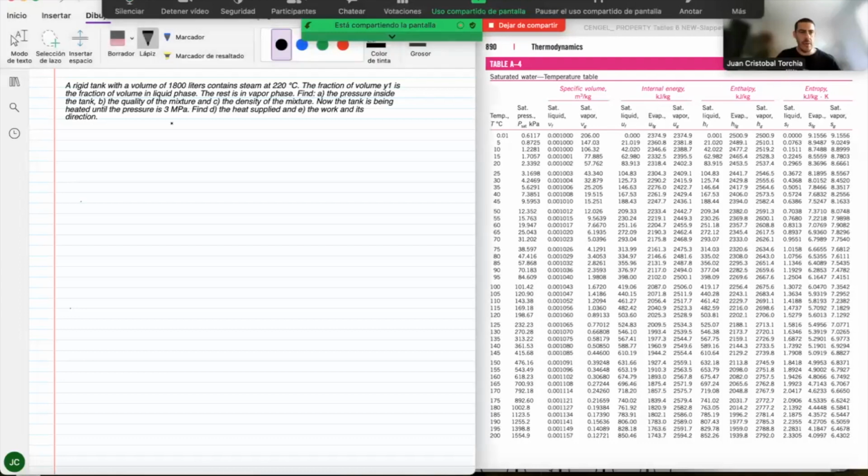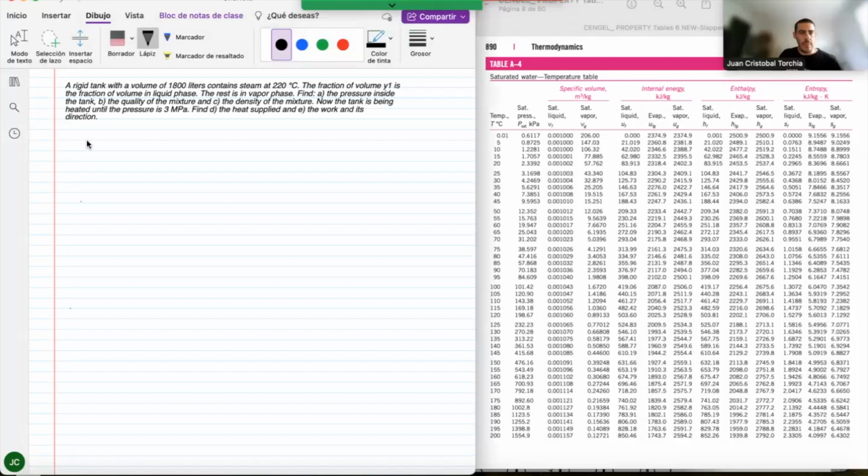Let's do this problem regarding this. A rigid tank with a volume of 1800 liters. So a rigid tank, no displacement, no cylinder piston, and it has a volume. I'm going to put volume 1 of 1.8 cubic meters. I'm already converting units.